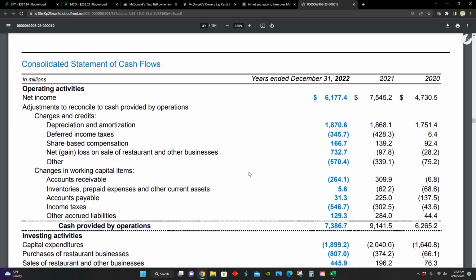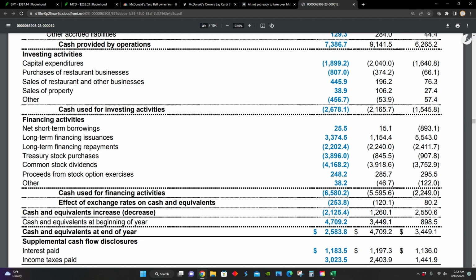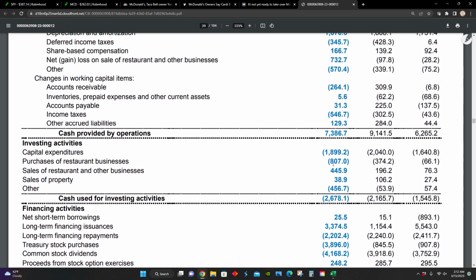And lastly, right here for their cash flow statement, we can see they reported operating cash flow of around $7.3 billion in 2022, and they also paid out dividends of around $4.1 billion in 2022, and then made treasury stock purchases of $3.8 billion. So returning value back to shareholders does seem to be one of their main priorities, as we can see from this cash flow statement.